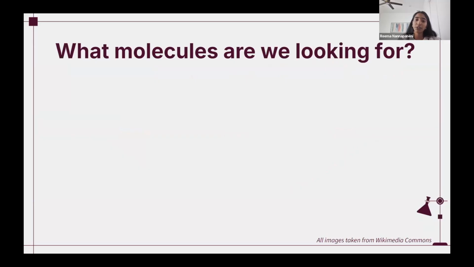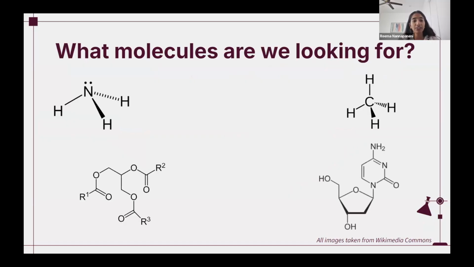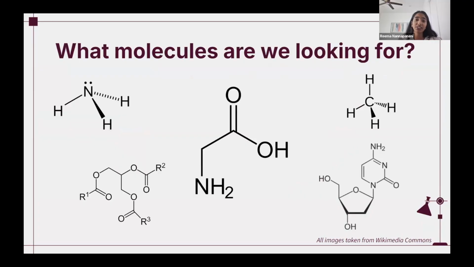So, what molecules are we looking for specifically? Key molecules in astrobiology can range from the smallest molecules, such as ammonia or methane, all the way to complex compounds such as fatty acids and nucleic acids. My research this summer specifically focused on amino acid synthesis pathways in terrestrial and extraterrestrial environments. Amino acids are the fundamental building blocks of proteins, which essentially makes them the fundamental building blocks of life.